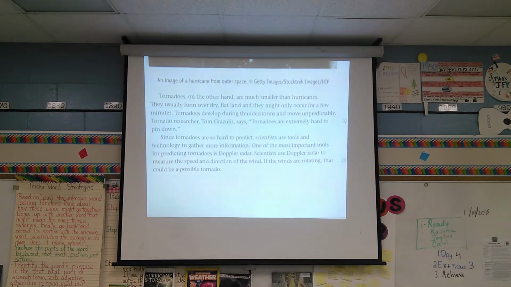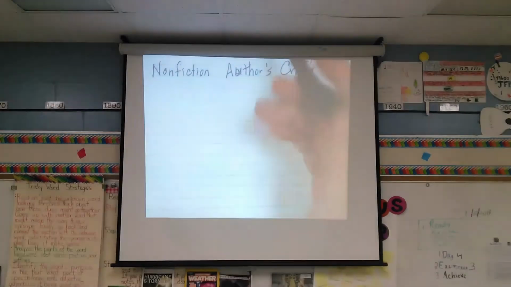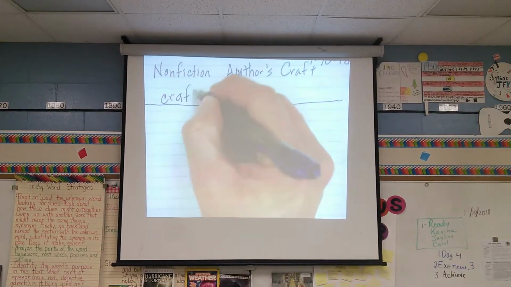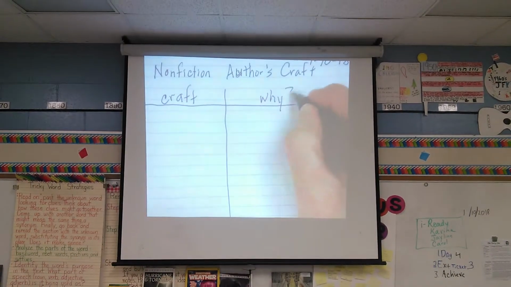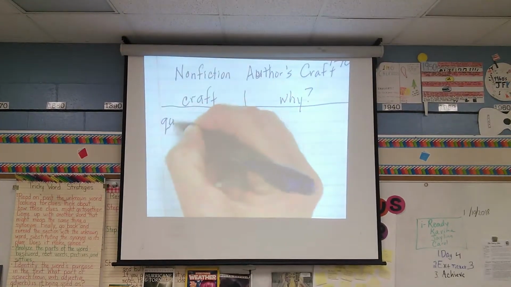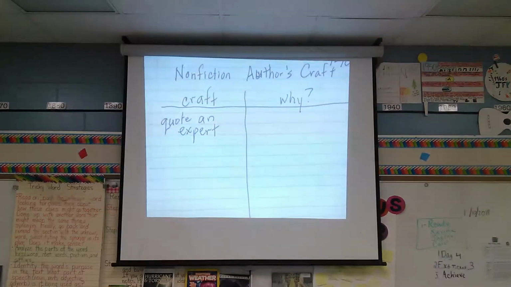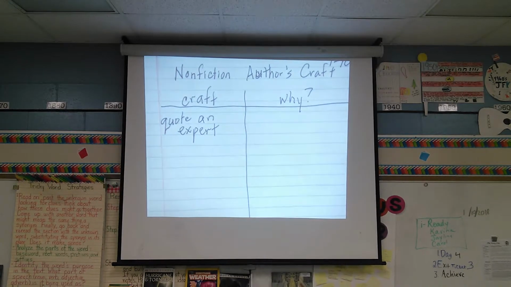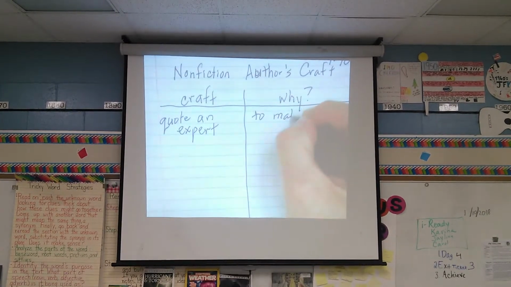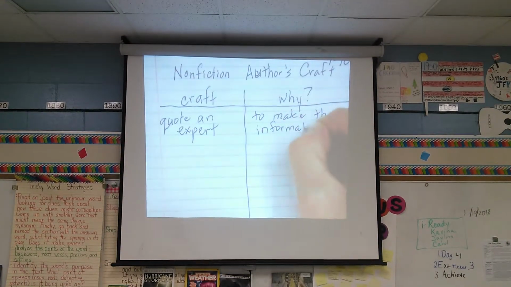So let's go ahead and make a chart in our notebook with this nonfiction author's craft. This is going to be a T-chart. On one side is going to be the craft. On the other side is going to be why, or the purpose. And in this one, we're going to put, quote an expert. And why does the author want to quote an expert? To make the information convincing.